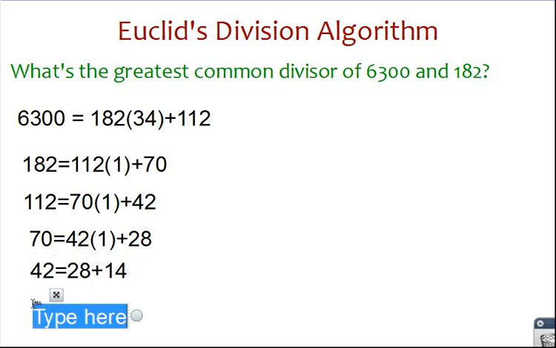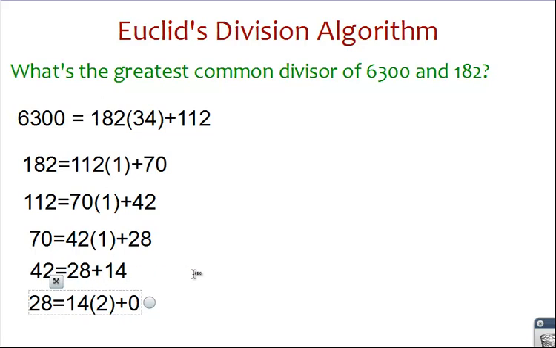and we come to the last bit where 28 is 14 times 2 with no remainder. This tells us that 14 is the greatest common factor of 6,300 and 182. This final remainder before the last one that's going to be 0 is the greatest common factor of the original two numbers. And it's a very neat little algorithm for finding the greatest common factor of two numbers.